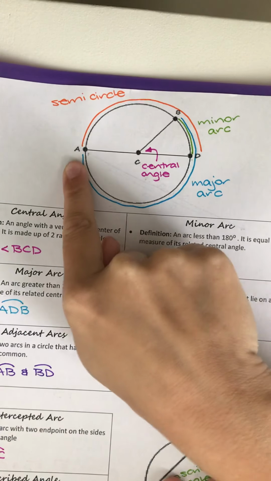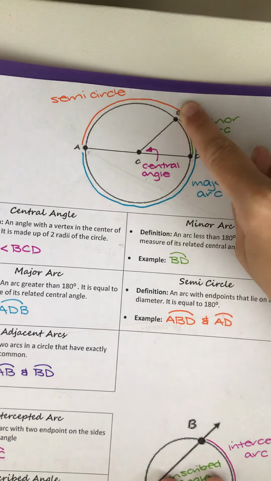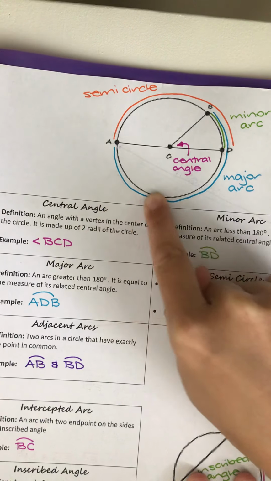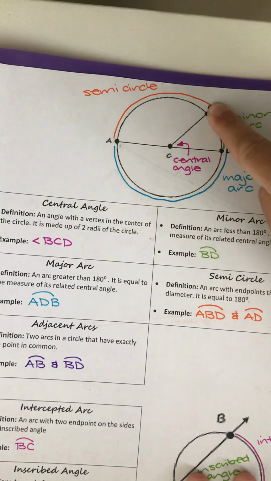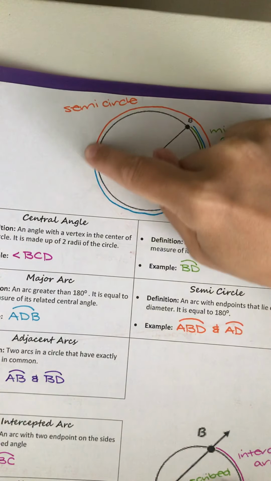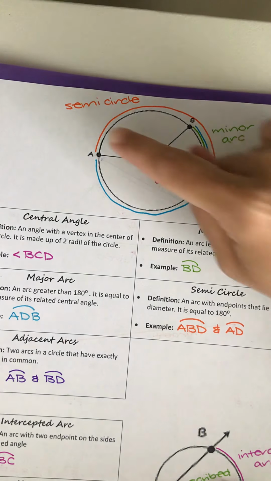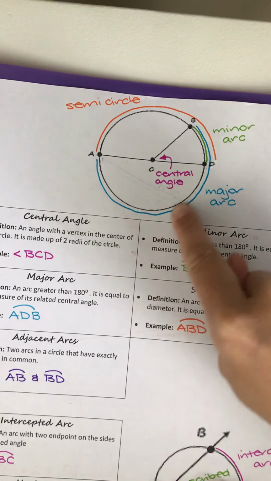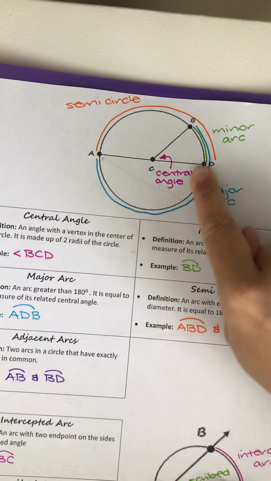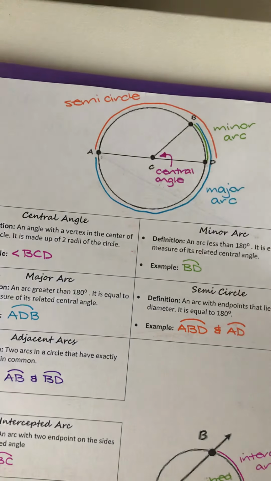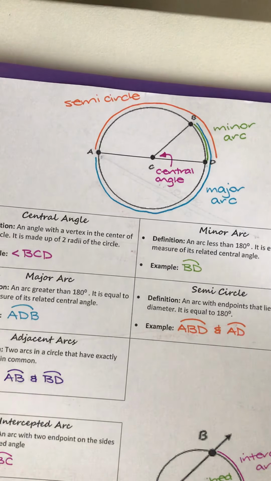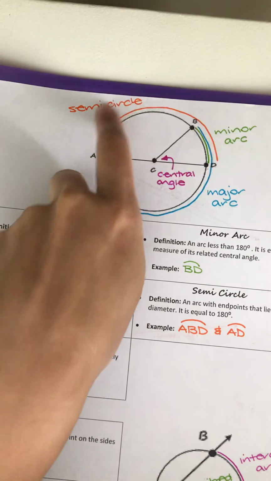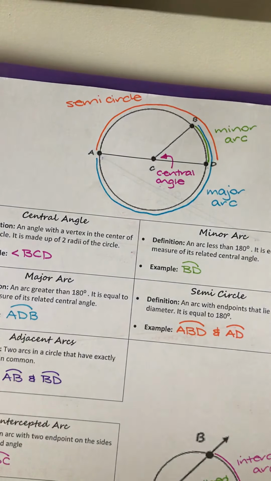The example I did is A, D, B. You use 3 letters so that I know that I'm going from A to D to B. If I said A, B, D, that's only 180 degrees. But A, D, B is 180 plus that little extra, so it's a major arc. If it's exactly 180, like my example ABD was, then it's called a semicircle.